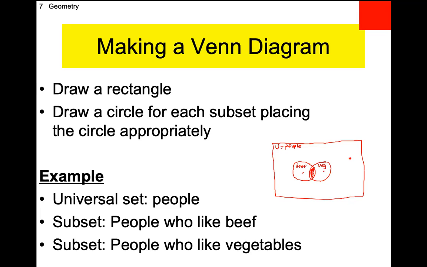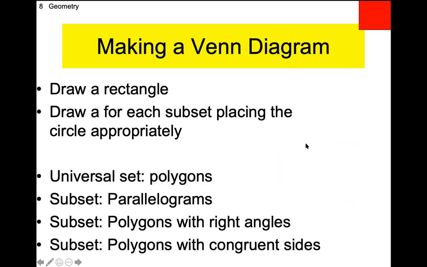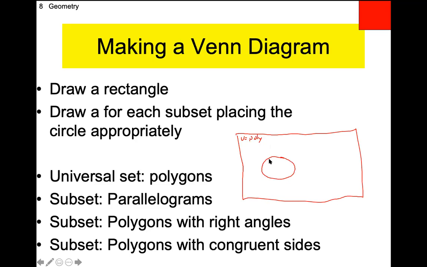All right, let's look at another one. So let's see, if the universal set is polygons, the subset is parallelograms. Well, we got three subsets. We're gonna have three circles. So let's see if we can do this one. So our rectangle, inside our rectangle, we have U for universal set, U is equal to polygons. I'll just put poly. All right. And then our first circle, usually you adjust this as you're doing it. These are PAR, parallelograms. So these are my parallelograms.